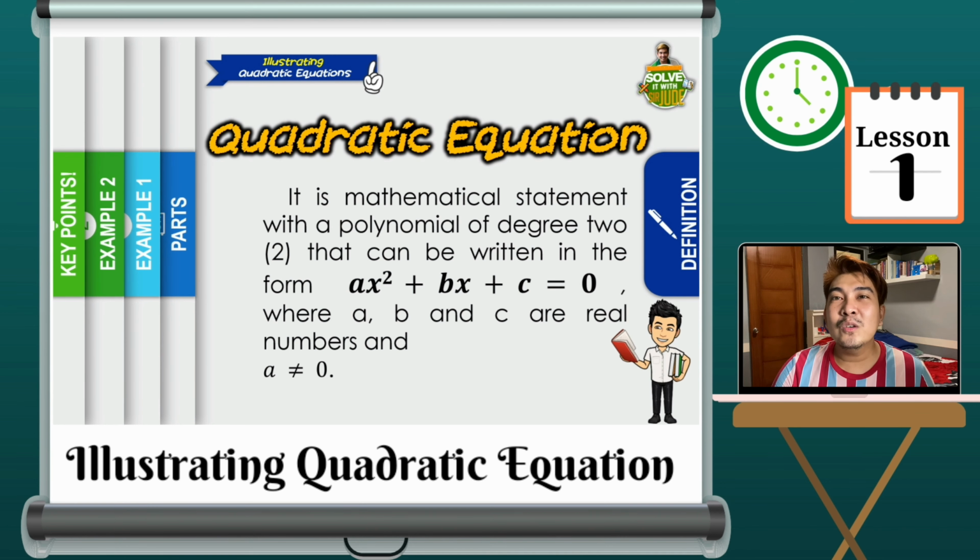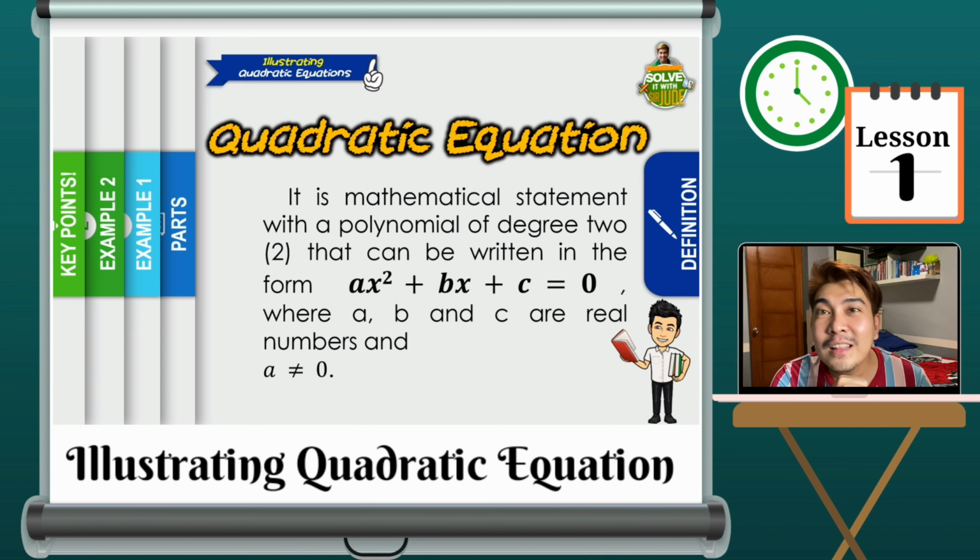Now, why is it that we need to consider this restriction that a should not be equal to 0? Bakit daw si a? Bawal siya maging 0. Because if we will imagine, if we will substitute or replace 0 dito kay A, ano magiging sagot or magiging result? So that will be 0x squared plus bx plus c is equal to 0. If we are going to simplify 0x squared, 0 times x squared, that will become 0. So anong matitira sa equation natin? So that will be bx plus c is equal to 0, which is not anymore a quadratic equation. But it is called as a linear equation.